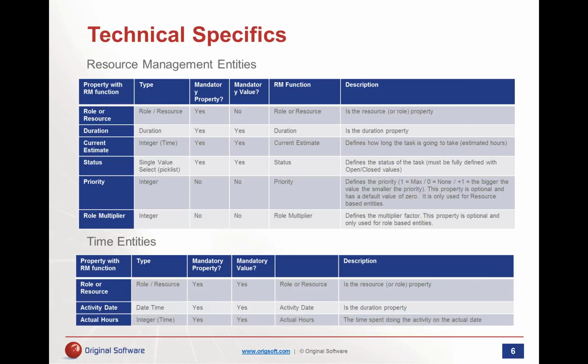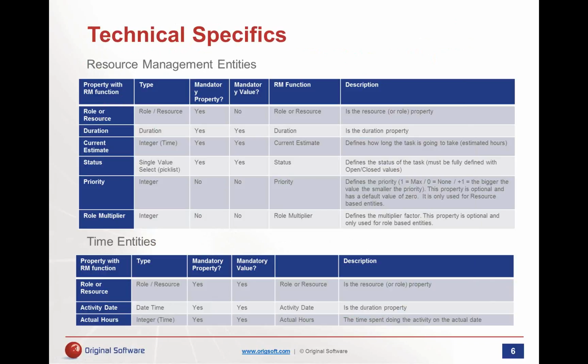And finally, a slightly scary screen, but don't worry about this. I'm just going to use it to explain what you need in order to set this up. So for your resource and role-based entities, there are 4 properties that you must have. You must have a role or a resource on there, so we know who to allocate the item to. You must have a duration, so we know when it needs to be performed. A new type of integer property called time, which will give the current estimate, and you can put those figures in hours or in minutes even to define how long a particular item should take. And finally, a status value, which must be fully defined with open and closed values, so we know when something has been completed. Then there are a couple of other optional properties which I will go on to explain when I show you the demo.